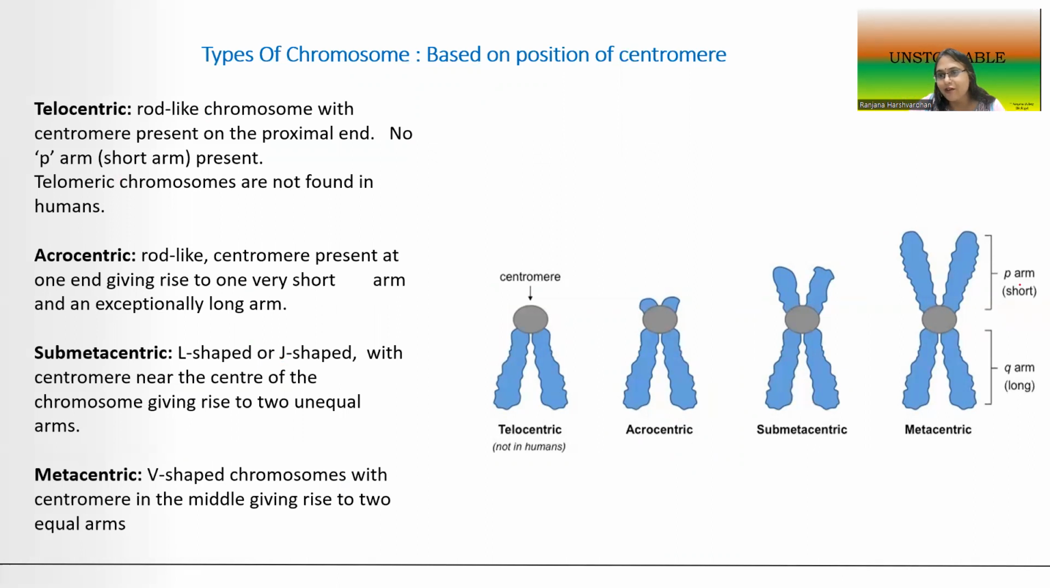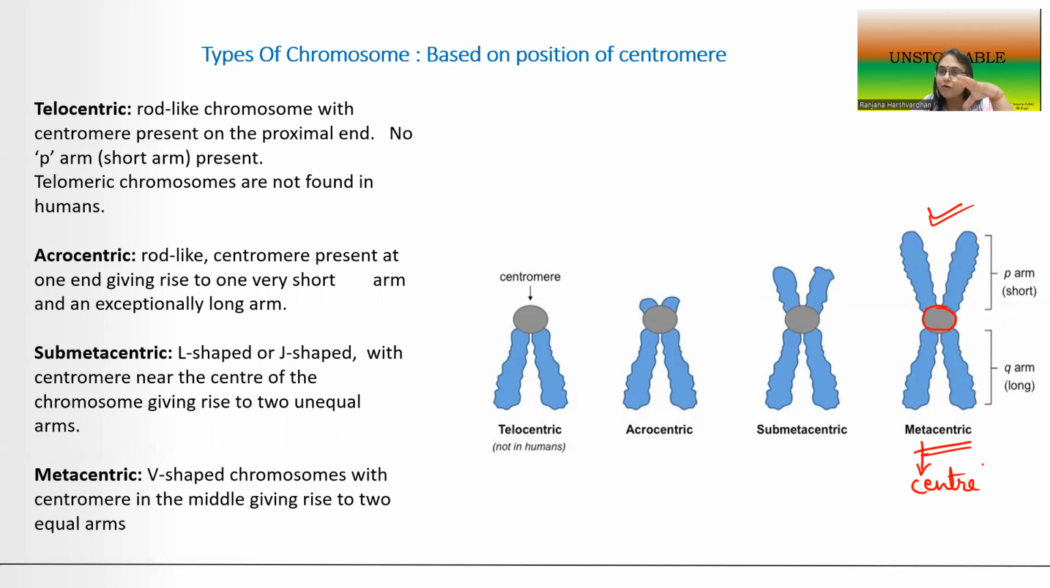So take a look at the last diagram, children, which is the biggest diagram. This is the metacentric chromosome, wherein the centromere is exactly in the central part of the chromosome. That is, meta stands for center. What does meta stand for? It stands for center. So you can see that the centromere is present in the center position or the middle position.